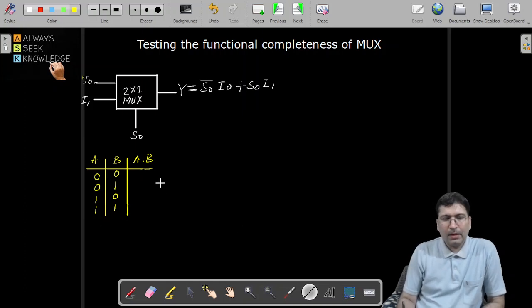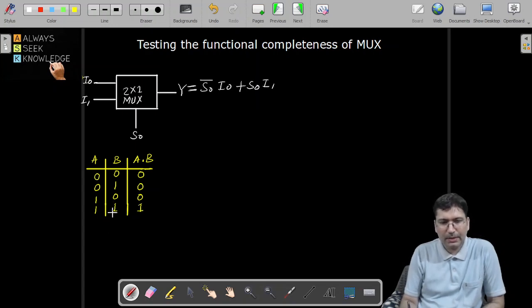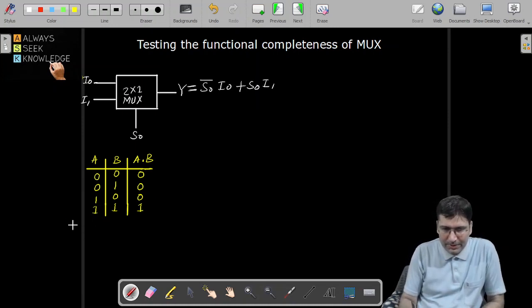Right? Now here, when you generate this, this will give you 0, this will give you 0, this will give you 0, and this will give us 1 only. 1 and 1 will give us 1, right? So if we want to represent our function Y in terms of A and B, we can write it in this manner.